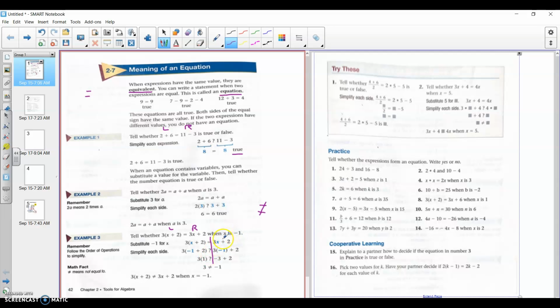When I put -1 on the right side, 3 times -1, I'm going to do the multiplication first. Again, order of operations tells me multiplication first, and these parentheses tell me that it's multiplication. So 3 times -1 is -3, and notice they just kept bringing down their +2. -3 plus 2 gives you -1, and there it is. 3 does not equal -1. So that would be a false statement, or you would simply say no.